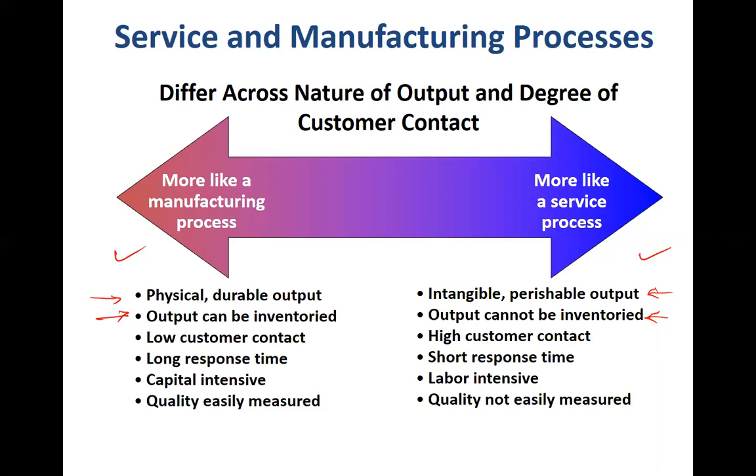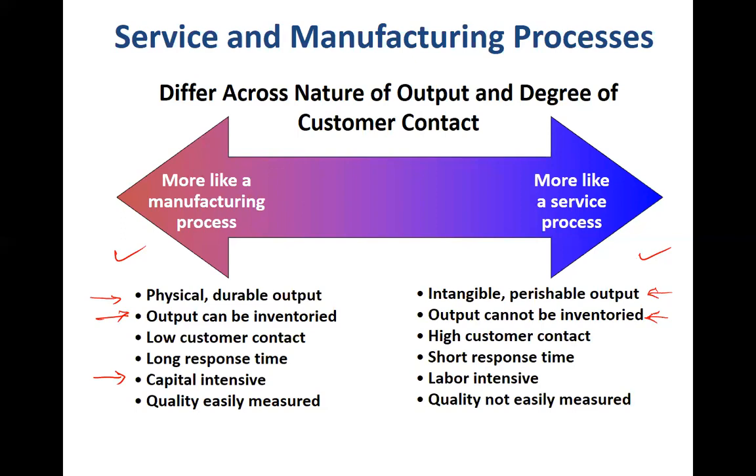Whereas in the case of service processes, there are very high levels of customer contact. In fact, many times the customer could be part of the service delivery process. So hence, the way you will be managing the delivery of the service versus the manufacturing of product will be quite different. There are longer lead times in manufacturing process compared to a service process. Manufacturing processes are typically much more capital intensive, so they rely on automation, flexible manufacturing systems, etc.